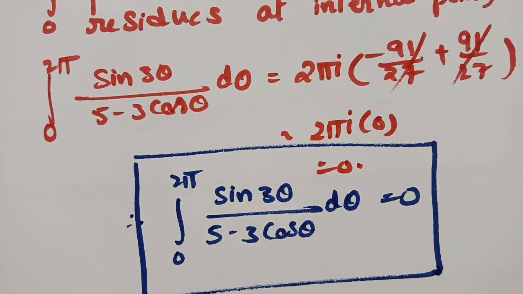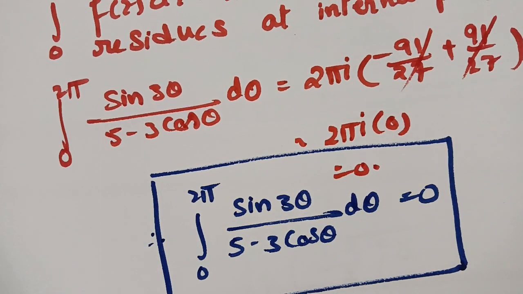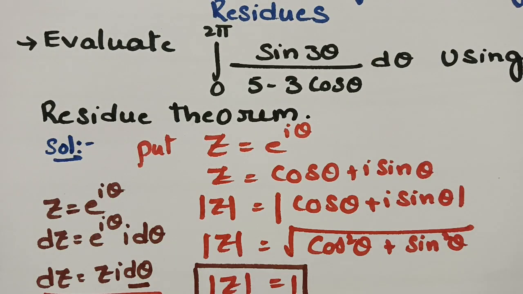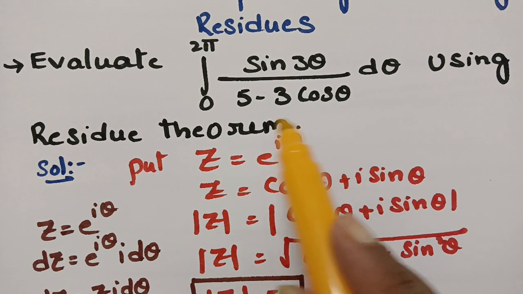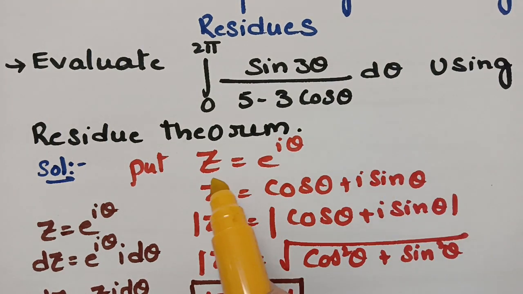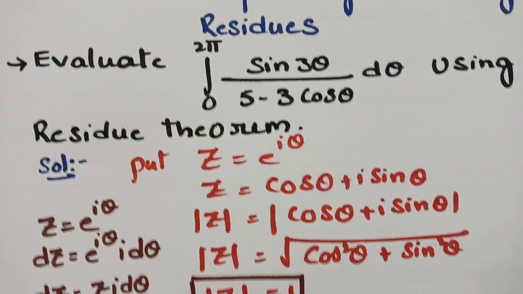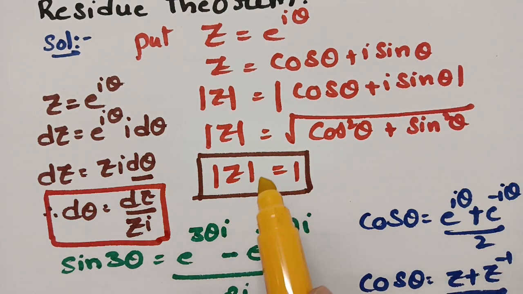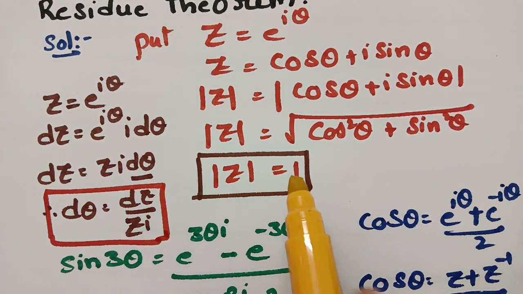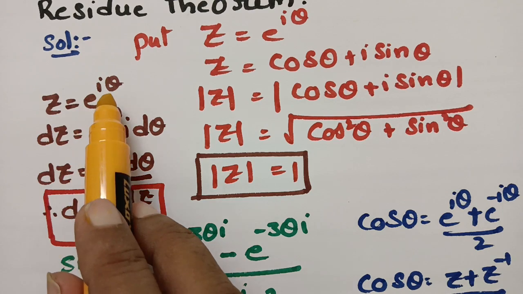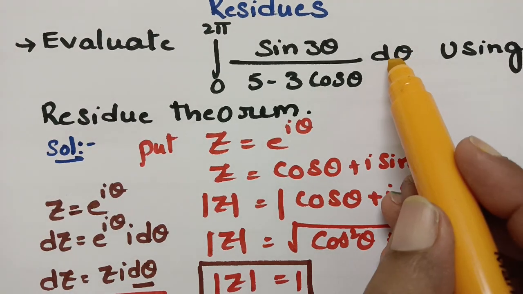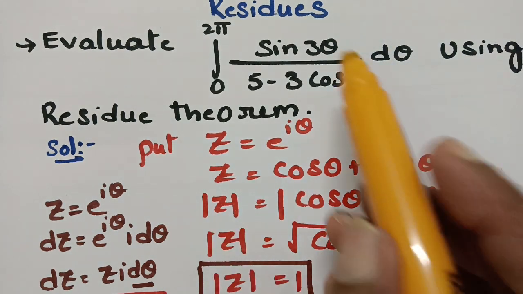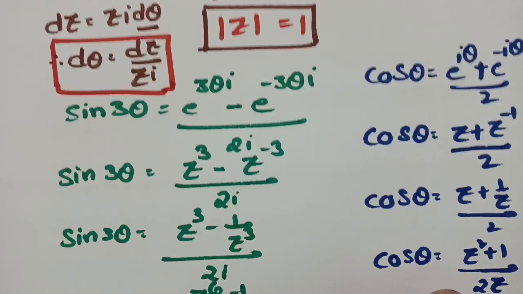Please practice, and let me explain it one more time. First of all, this is given as the integral from 0 to 2 pi of sine 3 theta by 5 minus 3 cos theta into d theta. As usual, we put z equal to e power I theta, so mod z equal to 1. This is the unit circle with center 0 and radius 1. Differentiating on both sides, we get the d theta value.